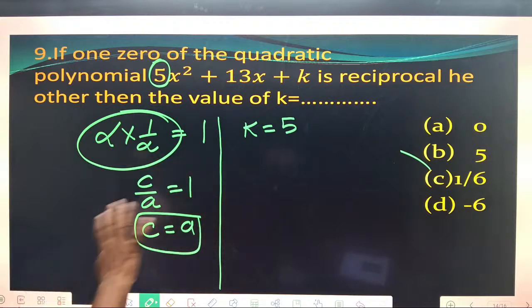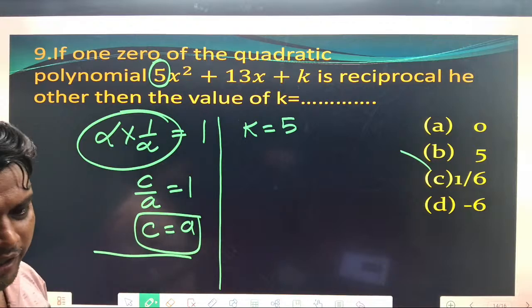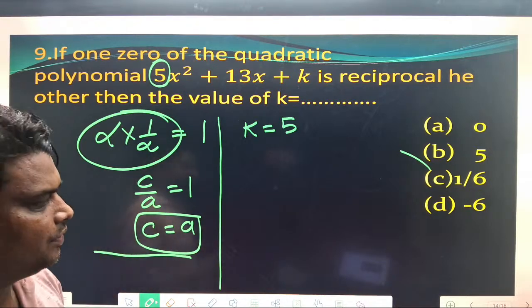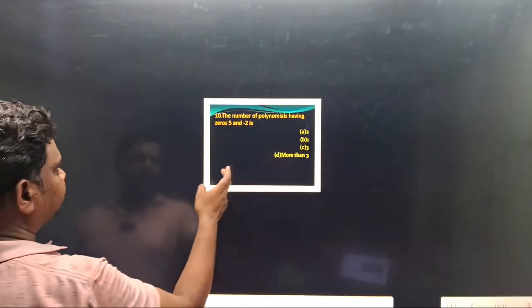Is everyone correct? This is the concept. The major concept is that if the zeros of a quadratic polynomial are reciprocals, then you use c is equal to a. Very, very easy concept. Now you see the next question.